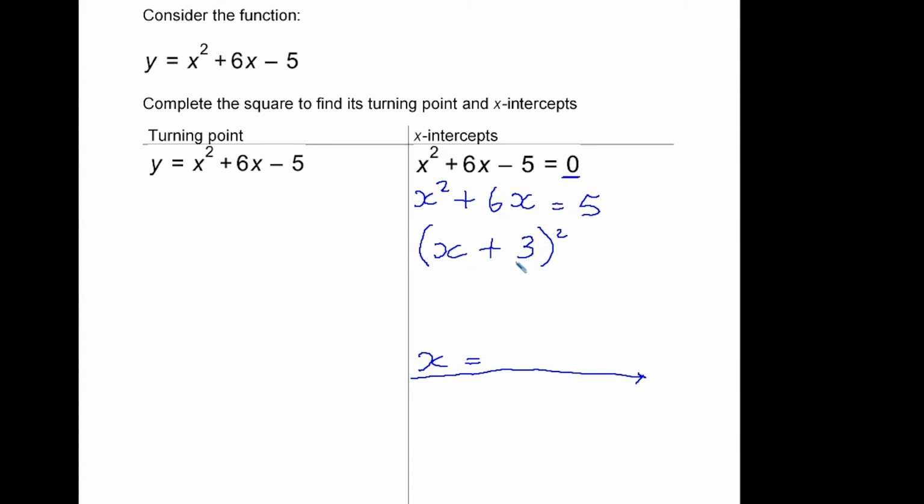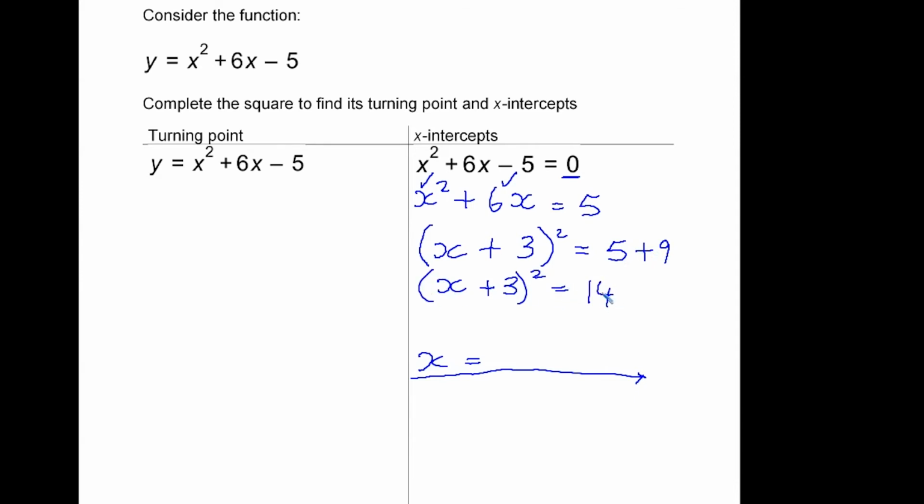Remember, when we square x plus 3, we're going to get x squared. We're going to get 3x doubled. We're also going to get 9. Now remember that this is an equation. It's like a set of scales. It was balanced. We've added 9 to the left-hand side, so we must add 9 to the right-hand side to preserve that balance. Right, so we end up with x plus 3 all squared equals 14.